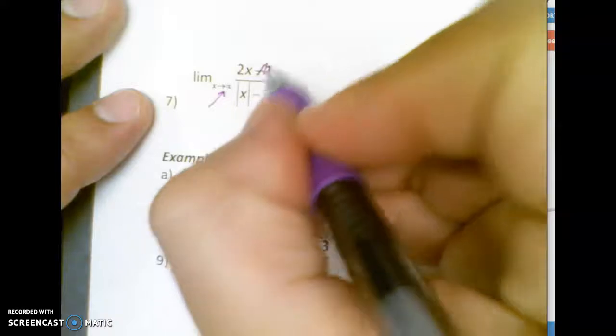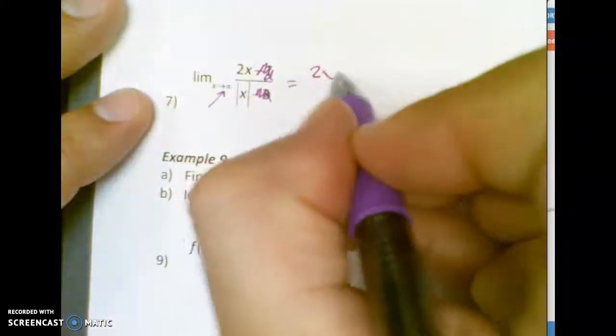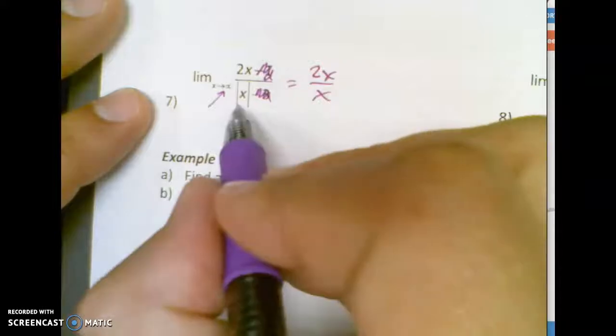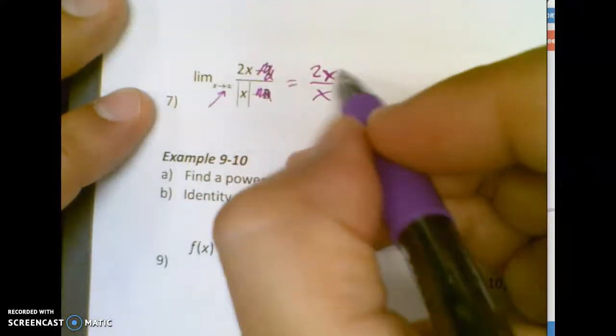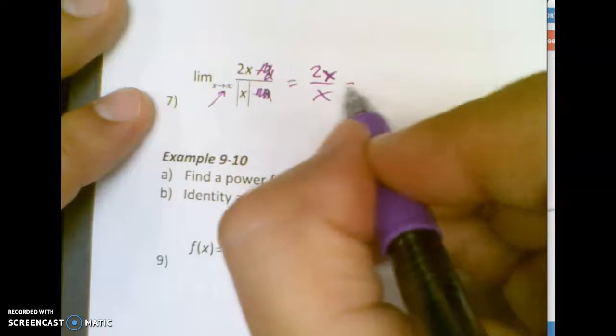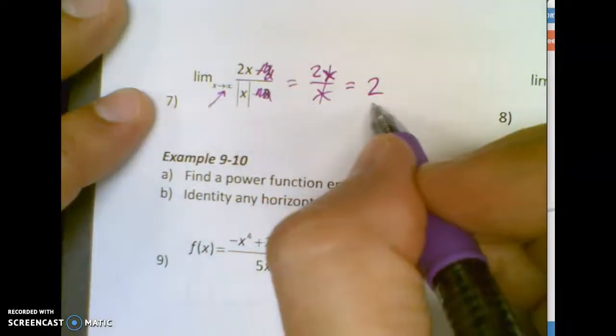So once again, this doesn't matter. This doesn't matter. It behaves like 2x over x. Remember, absolute value of x is still just x. It's positive, though. Always positive. So this is another equal weight problem where the answer is 2 over 1.